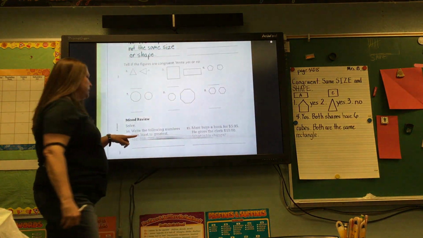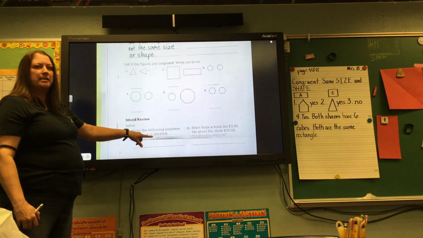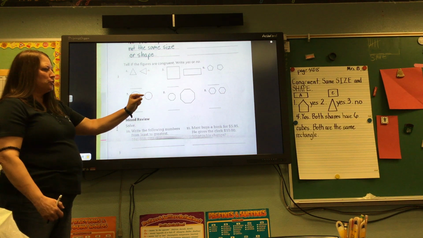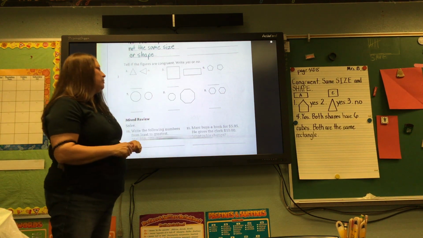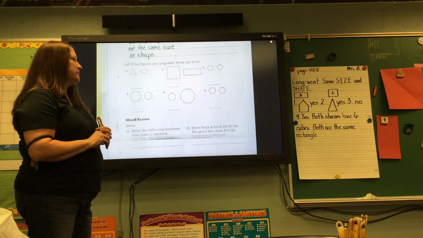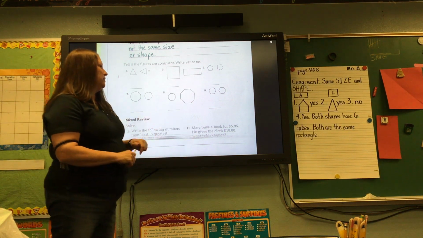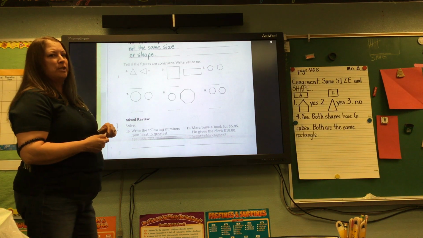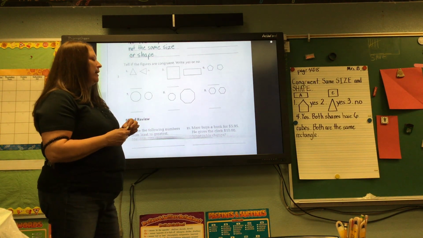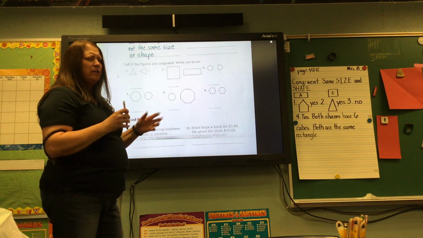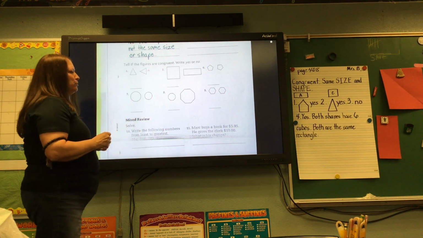It says write the following numbers from least to greatest. Least to greatest, so we're talking smallest to biggest. And number 11, Mark buys a book for $5.95. He gives the clerk $10. What was his change? Now think about it. He gives 10 and he gets change, buys a book for $5.95. Are we going to be adding or subtracting there? Think about how you're going to do your problem.